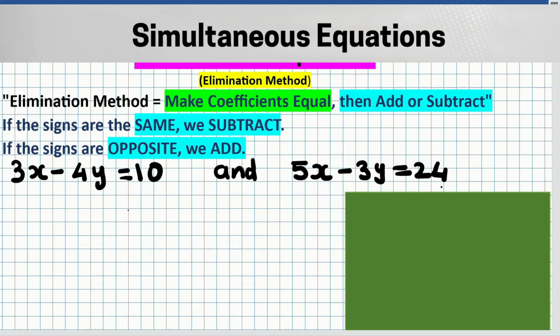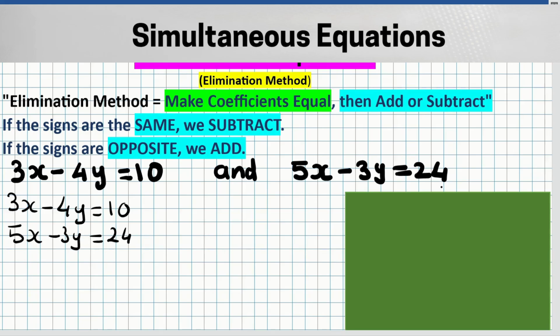So when you observe the new sum, let me write, it is 3x minus 4y is equal to 10 and 5x minus 3y is equal to 24. Let us see the elimination method once more, making coefficient equal. This time this sum doesn't have any coefficient equal like the previous sum.